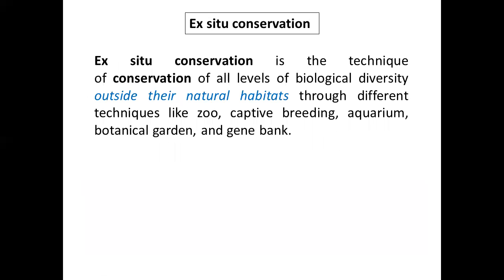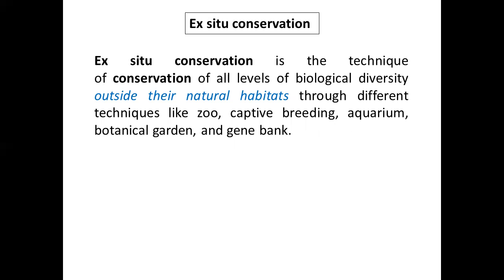The second one is ex situ conservation. Ex situ conservation is the technique of conservation of all levels of biological diversity outside their natural habitats through different techniques like zoo, captive breeding, aquarium, botanical garden, or gene bank.